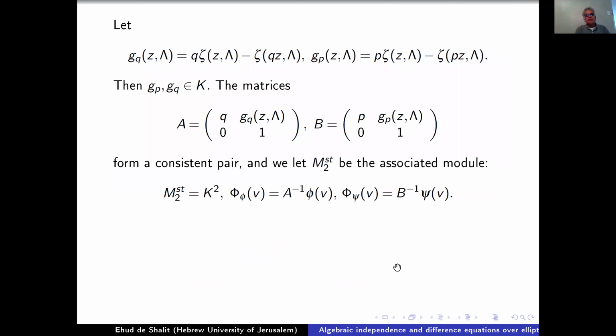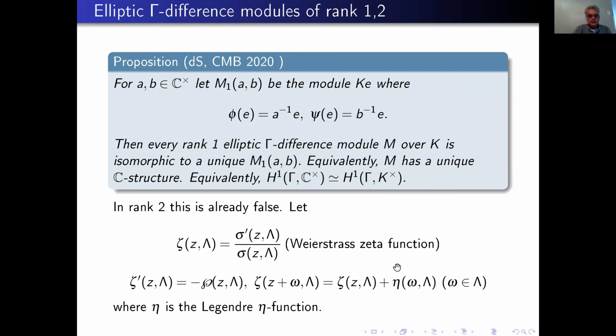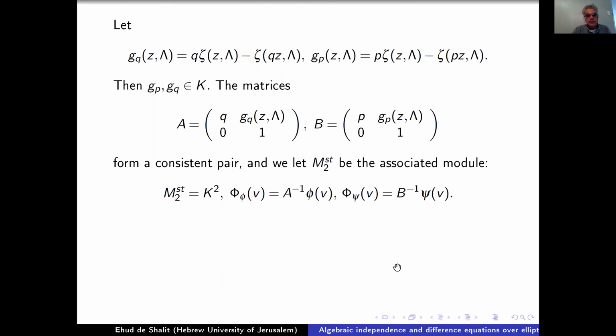And now let us consider the following functions associated with the natural numbers p and q. G_q is q times zeta minus zeta of qz, all with respect to a given lattice, but it doesn't really matter which lattice you choose in this commensurability class. And G_p is the same function with the integer p. And of course, because of this transformation formula with respect to addition of omega, it's immediate that these two are elliptic functions.